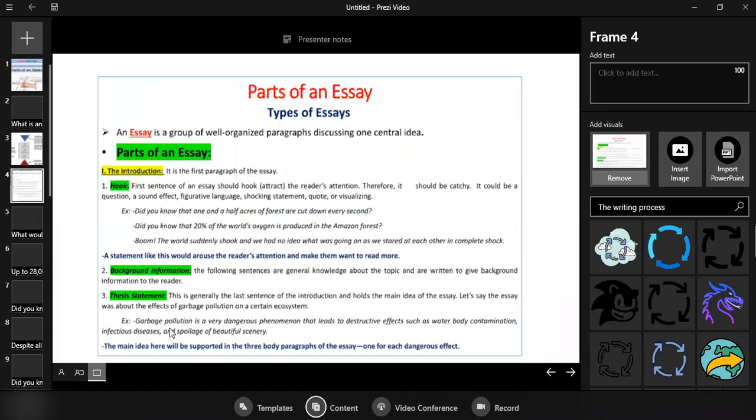For example, if I'm talking about garbage pollution and its effects, can you all see the screen? Example number 3: Garbage pollution is a very dangerous phenomenon that leads to destructive effects such as water body contamination, infectious diseases, and spoilage of beautiful scenery.